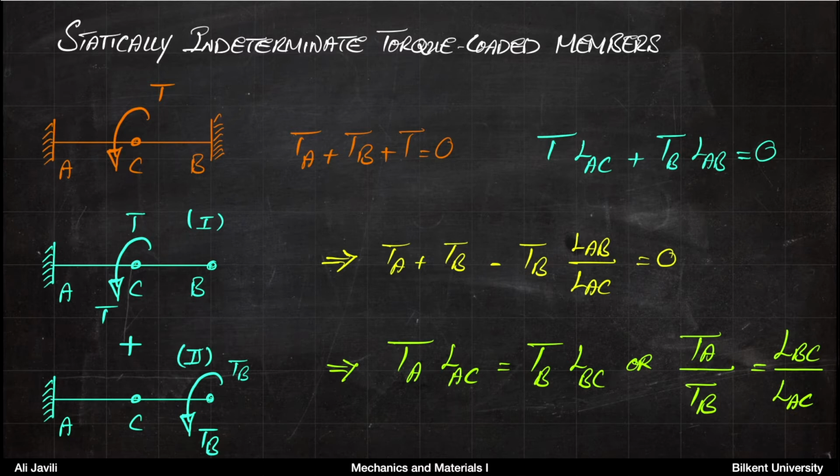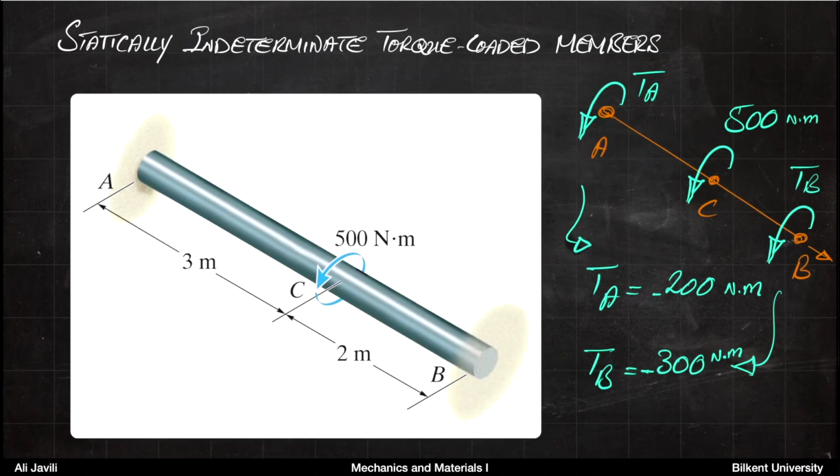So what does this mean? This means that if the arm from AC is longer than the arm from BC, then the torque you get at A is less than the torque you get at B. And also it means if the arms are equal, so if LBC and LAC are equal in length, then you get equal torques, which is very similar in nature to what we had again with axially loaded members.